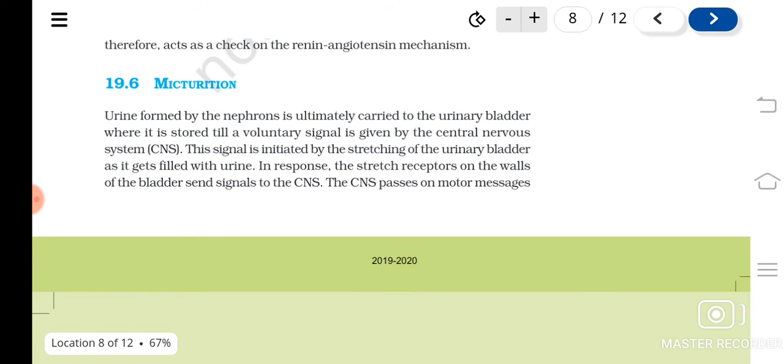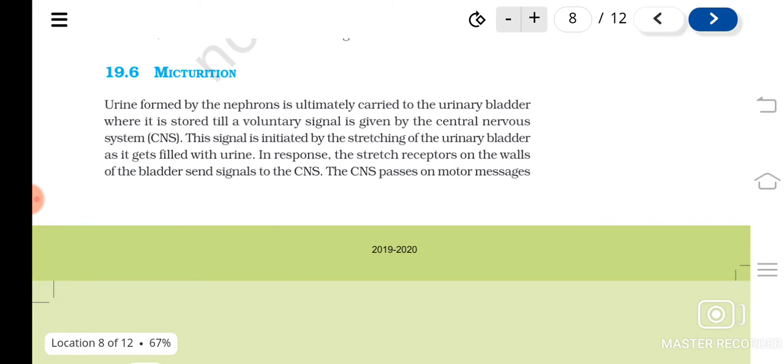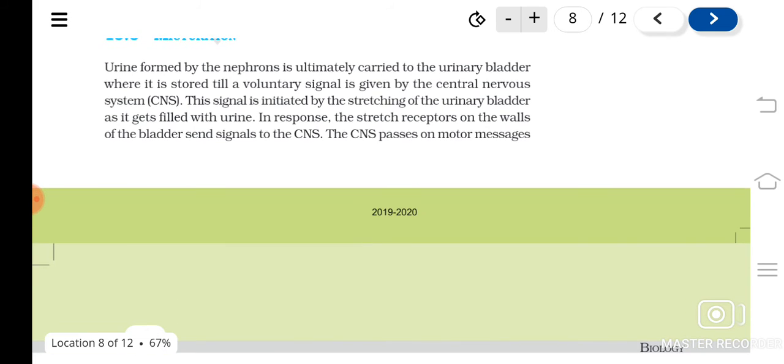Now the next topic is micturition. Urea is formed in the liver, as I told you already, and it is brought to the kidney by blood. From the blood this urea will be separated and formed as urine in the kidney. Now this will be collected in the urinary bladder, and until a voluntary signal is given, it will be collected there.